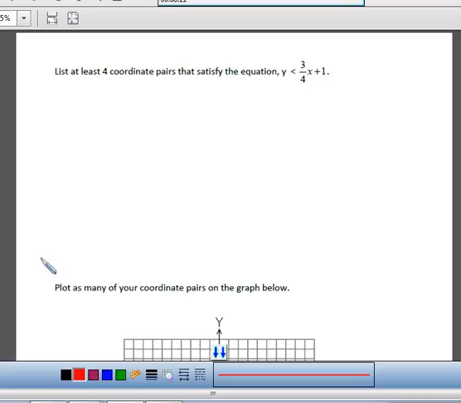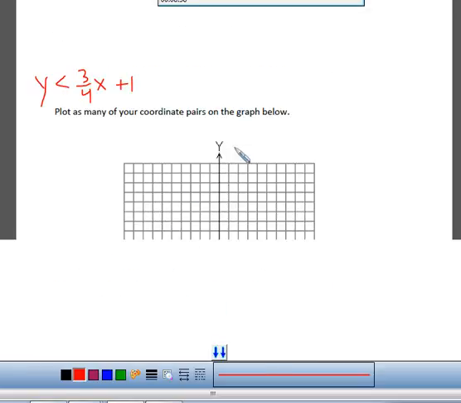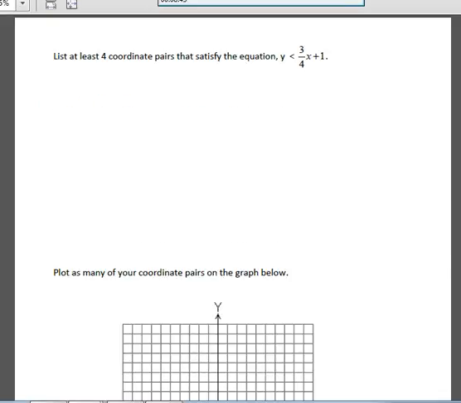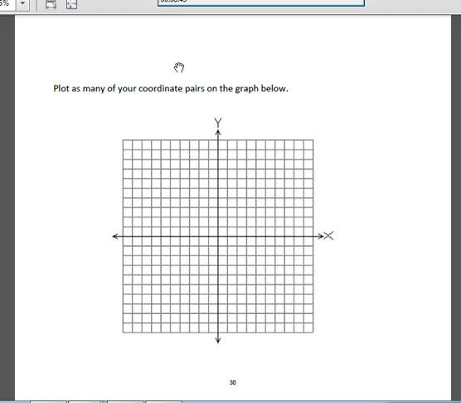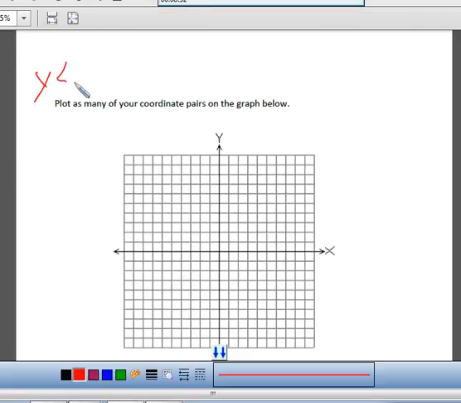Hold on, let's start over here. Y is less than 3 over 4x plus 1. Alright, let me scooch this up. Try again. Y is less than 3 over 4x plus 1. So I'm going to change it to y equals mx plus b form. So y equals 3 over 4x plus 1.